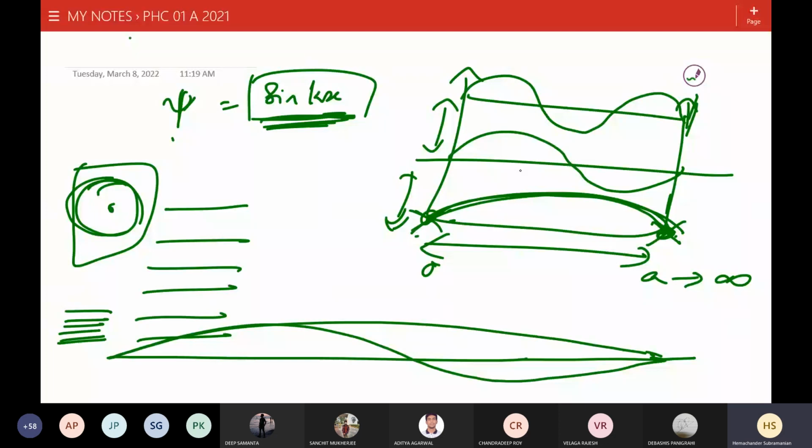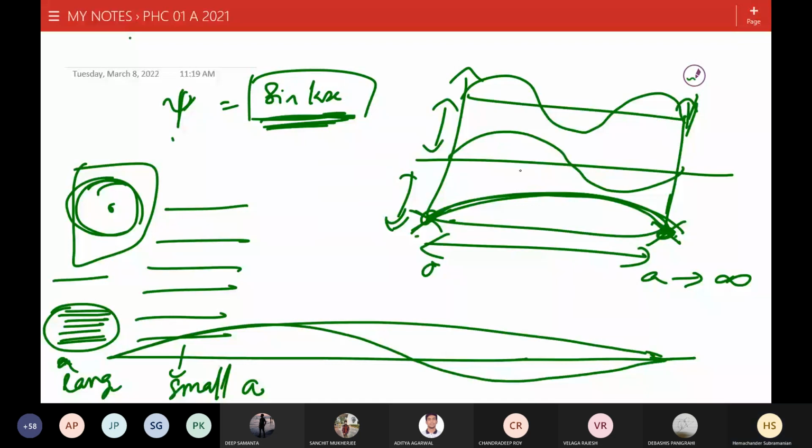This is large A. This is for small a. In the limit of A tends to infinity, all of this becomes a single line. There is no energy splitting.